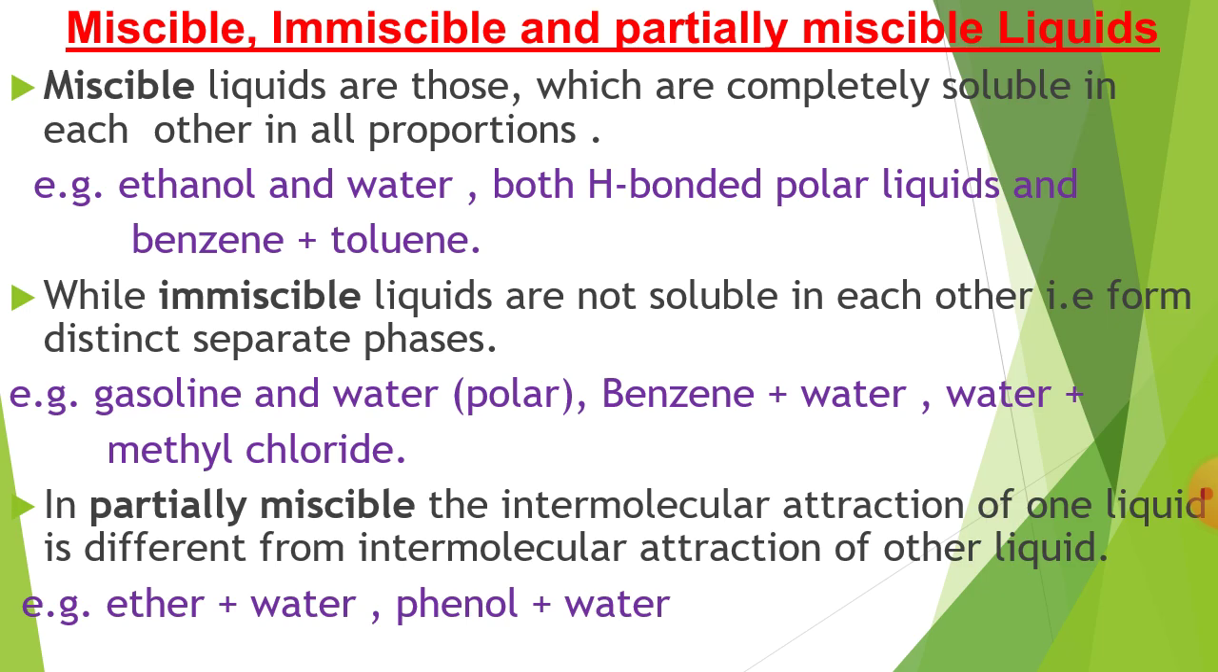Then partially miscible liquids. The common example, which can also be used in the homes, is phenol plus water. Here the intermolecular attraction of one liquid is different from the intermolecular attraction of the other liquid, that's why they do not completely dissolve and hence are called partially miscible liquids. Ether and water is also an example of partially miscible liquids.